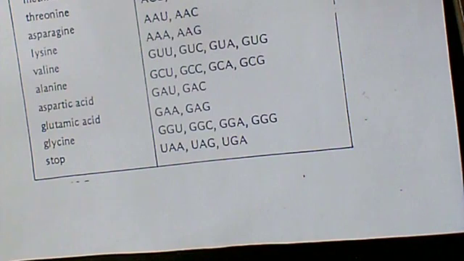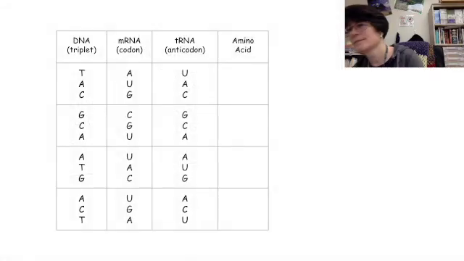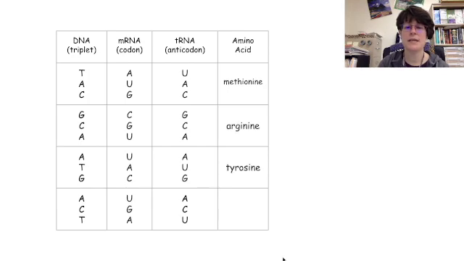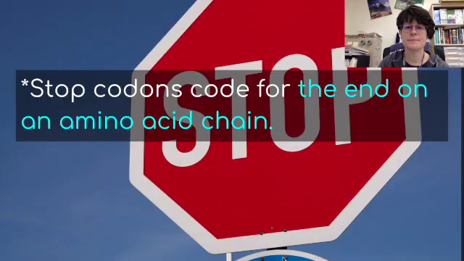So let's go back to our chart. And here we have our chart. So we discovered by looking up our amino acids that the first one was methionine, arginine, tyrosine, and stop. So stop codons code for the end of an amino acid chain. Okay, stop codons, that is their purpose, to say, stop, we're done making the protein.